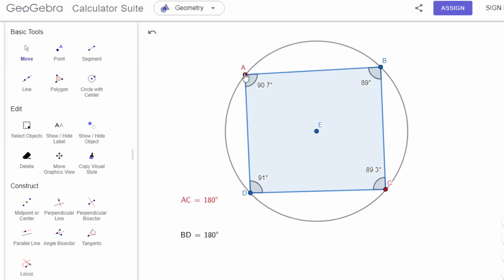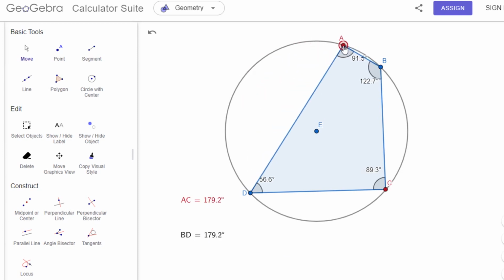And as you can see, even if I move it and it looks very crazy bad, you will see that it still holds true. This is just because I'm using a mouse and the mouse is not stable, but as you can see, it's given me 180 as well.